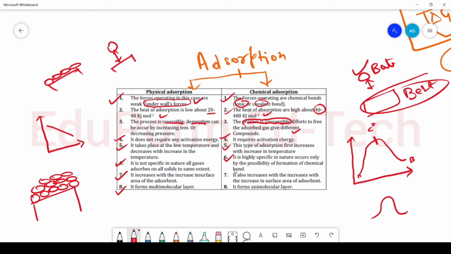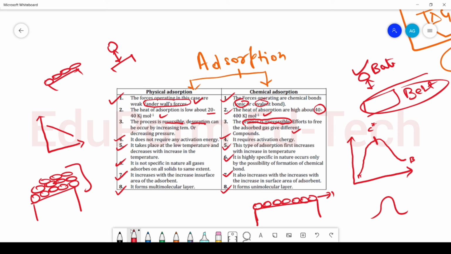It is highly specific in nature. Only a certain gas can adsorb at a given surface. It also increases with increase in surface area and it forms a unimolecular layer. So this is our adsorbent and this is the layer of adsorbate, and only unimolecular, that means only one layer will be formed instead of multiple layers as in physical adsorption.